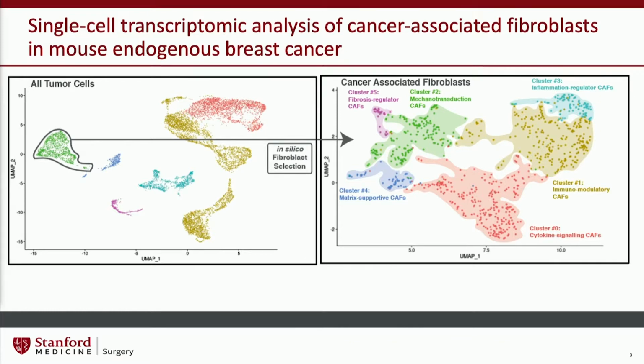Based on in silico fibroblast selection, we focused our analysis on CAFs, which were reclustered to delineate 6 populations of CAF subgroups. We examined these cells and identified characteristics and then provided names to each of these clusters.